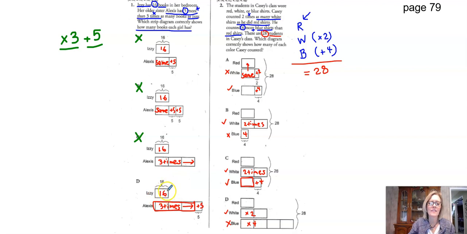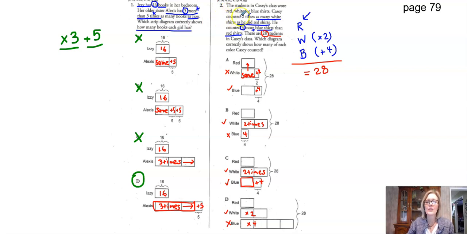So we have Izzy has 16 and Alexis has 3 times as many plus 5 more. You see how that one worked out, and it matches what our problem said. So let's go over to this one.